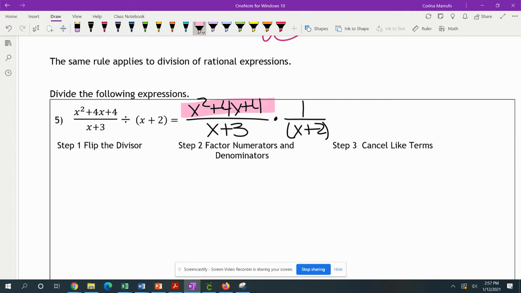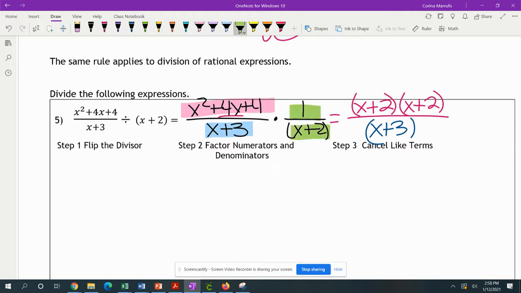So I'm going to factor this one by using our 2 sets of parentheses. x times x gives you x squared. 2 times 2 gives us 4, and it needs to add up to a positive 4 for the middle term. So it'll be plus 2, plus 2. The denominator does not factor, so it's going to stay as x plus 3 on the bottom. And this is also going to stay as 1 over x plus 2, because we can't factor.